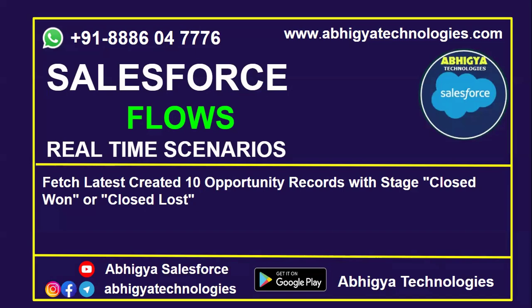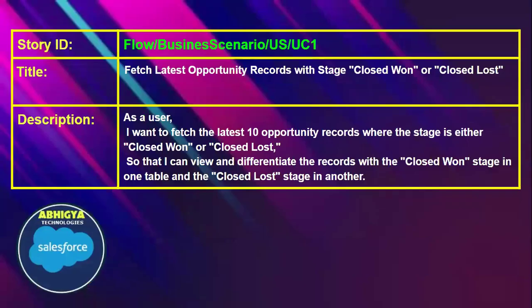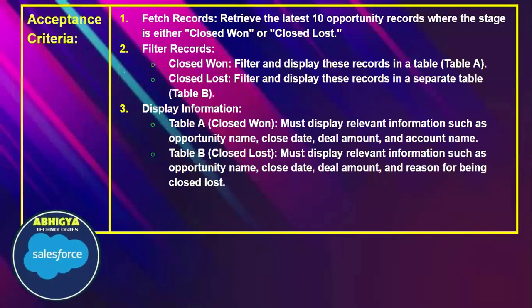And here they have introduced one more feature: after we get the records, we can filter those records. How we are going to display those records in two different tables, we can discuss in this video. After filtering records as per our business requirement, we can apply the logic. As for our use case, we fetch the latest 10 records with closed won and closed lost, and display those records in two different tables.